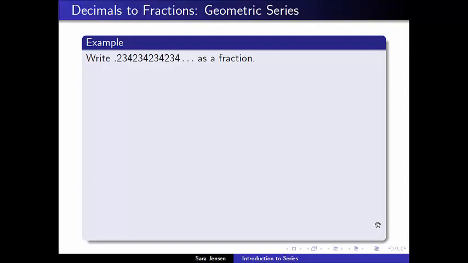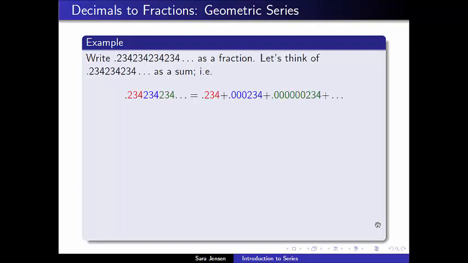Let's work with an example to show you how geometric series come up in this particular context. Let's take a look at the decimal 0.234234234, or in other words, the decimal 0.234 repeating. Well, if we want to write this number as a fraction, as I've indicated, we're going to need to use geometric series. And in order to use the tools that we've developed for geometric series, we need to take this decimal and make it look like a geometric series.